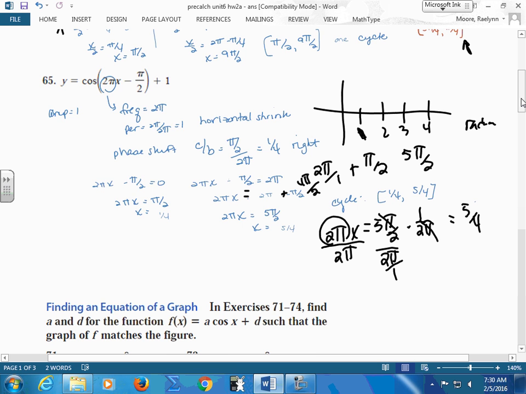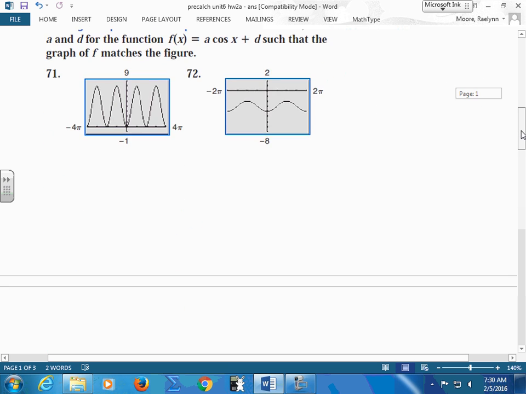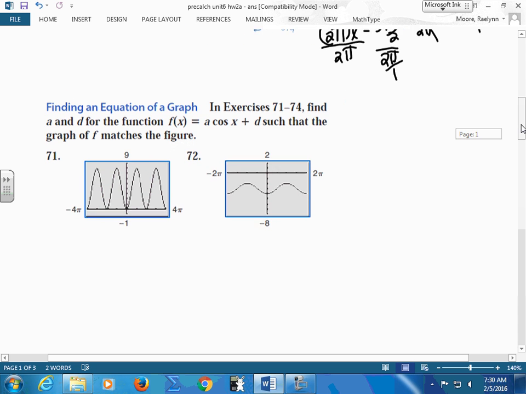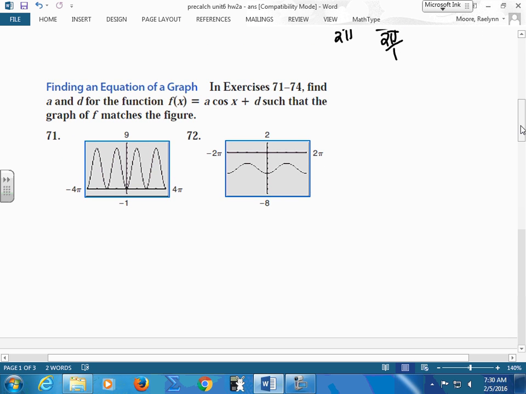Okay, let's see how these equations went. There's no answer. When did my answer come out?